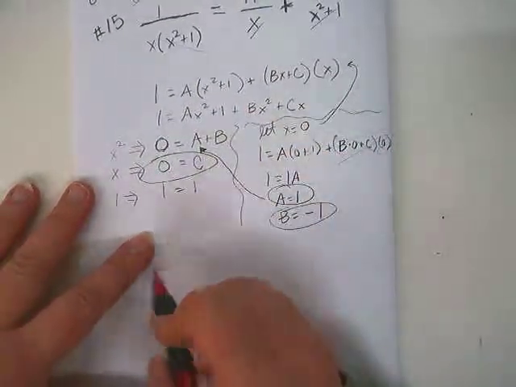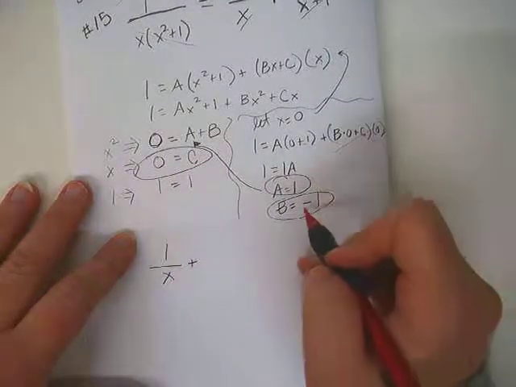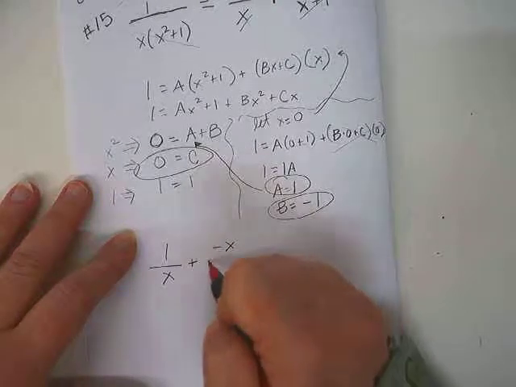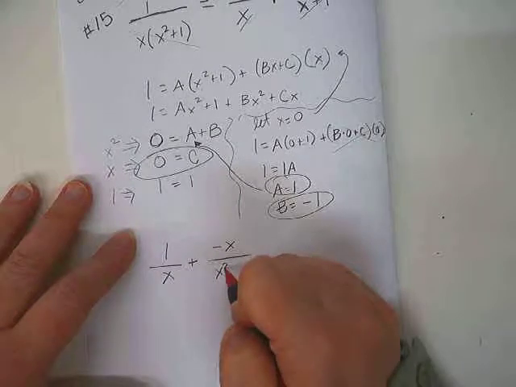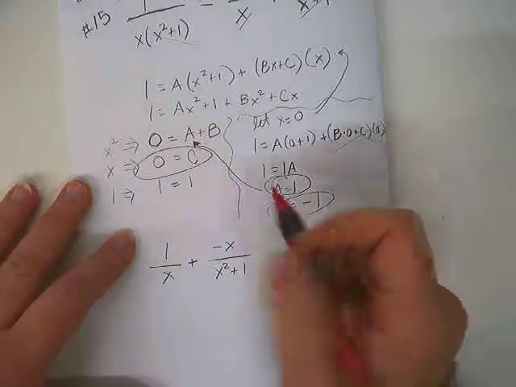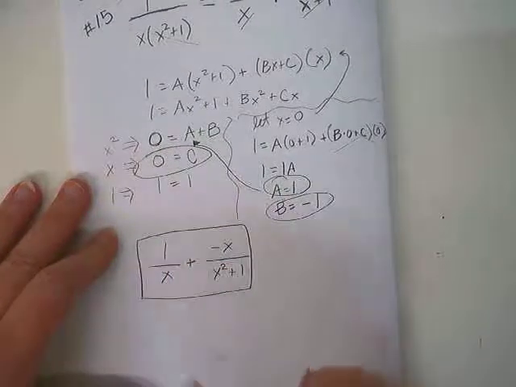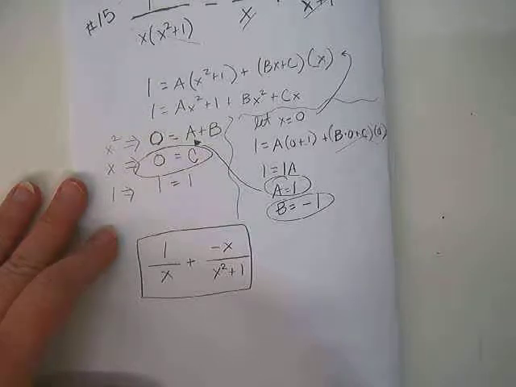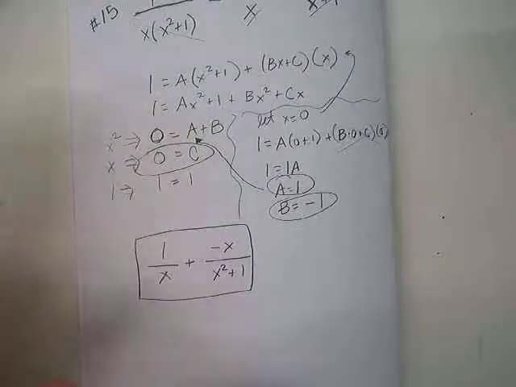Okay, so there's a, there's b, there's c. We can now write our answer. So we're going to have a, which is 1, over x, plus bx plus c, which is going to be negative x, negative 1x plus 0, so I don't need to write that part, over x squared plus 1. And that should be the right answer. Anyone check it in the back? Did it work out?